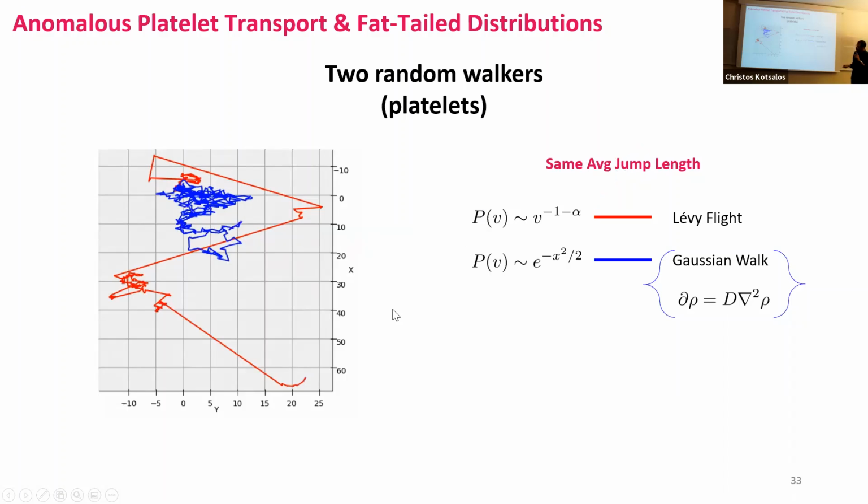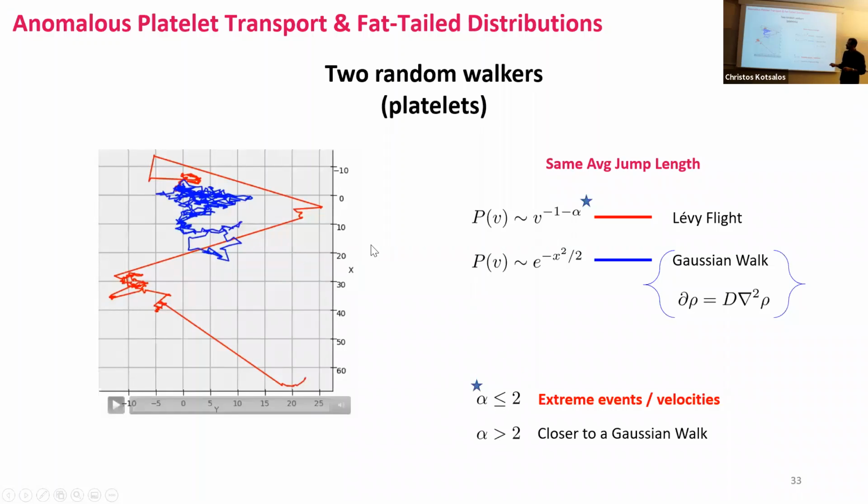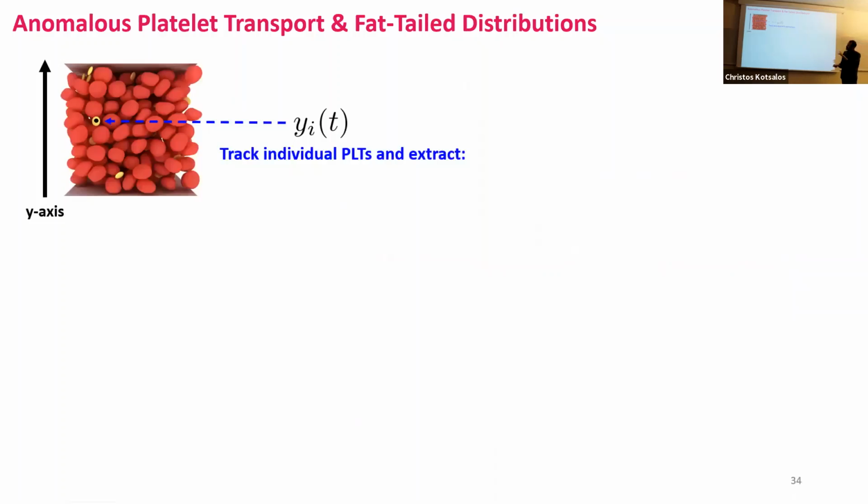Also, I need to highlight that this exponent alpha should be less than or equal to 2 in order to observe this kind of extreme velocity events. If it is above 2, essentially we are closer to a Gaussian random walk. So distinguishing between a Levy flight and a Gaussian walk is extremely important for the platelet transport physics. Now let me talk a little more about these extreme events and where the problem is.